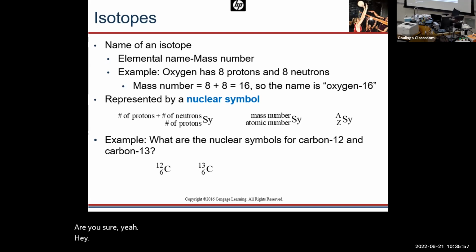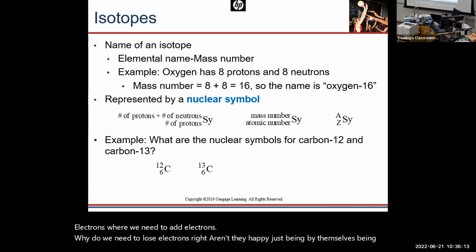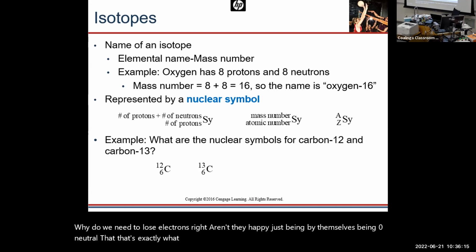So now you're going to ask me, why do we need to add electrons? And why do we need to lose electrons? Aren't they happy just being by themselves, being zero, neutral? That's exactly what you're going to ask me, right? Okay, so let me get to that.